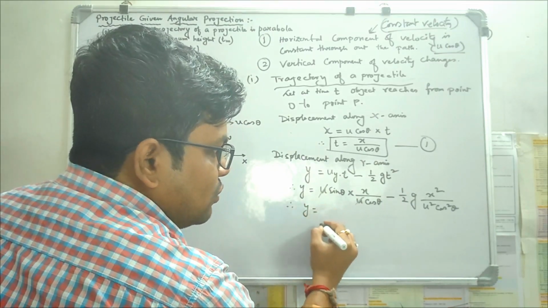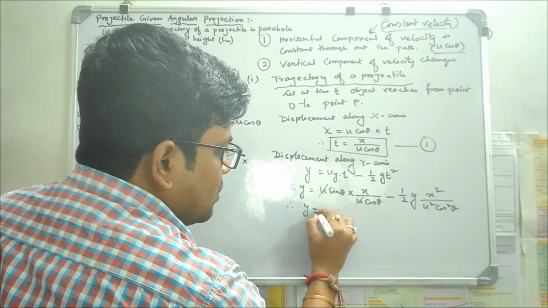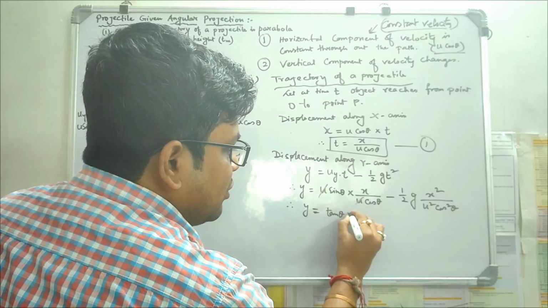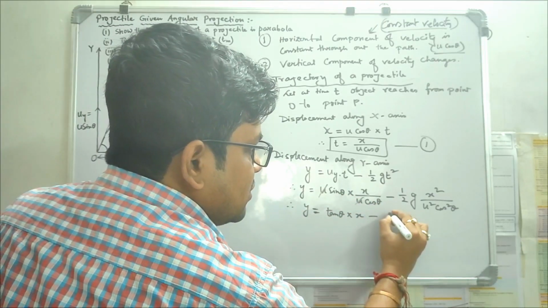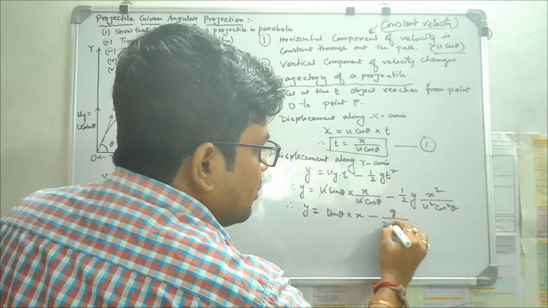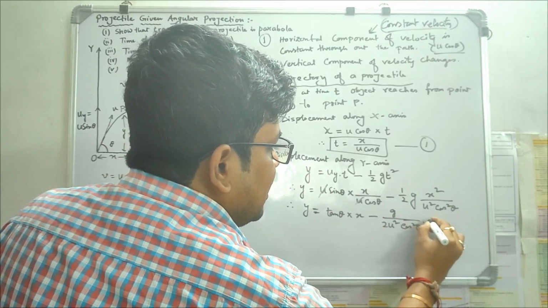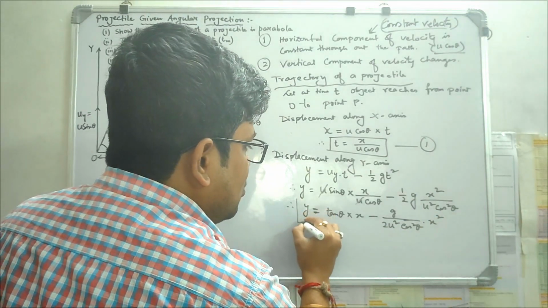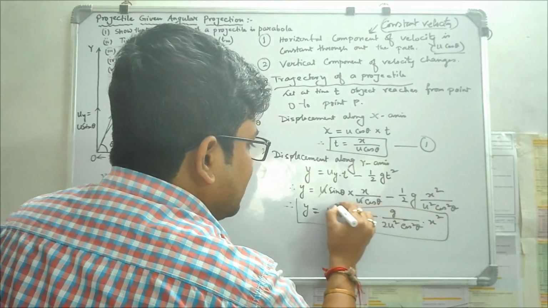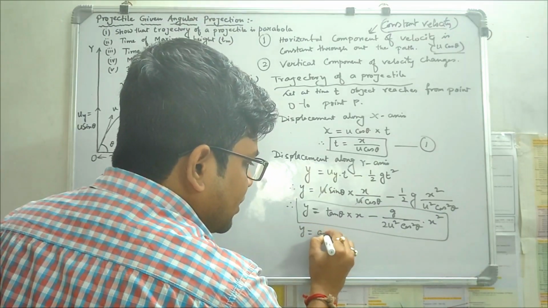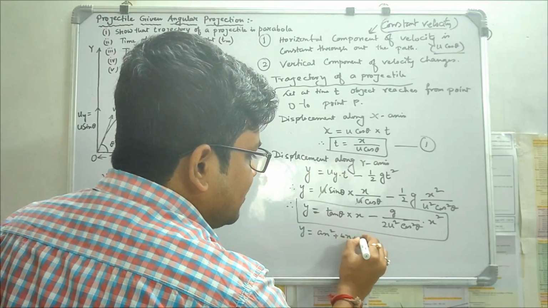Therefore y equals sin theta by cos theta, which is tan theta. So y equals tan theta into x minus g by 2u square cos square theta into x square. That means you are getting an equation which follows the ax square plus bx plus c formula.